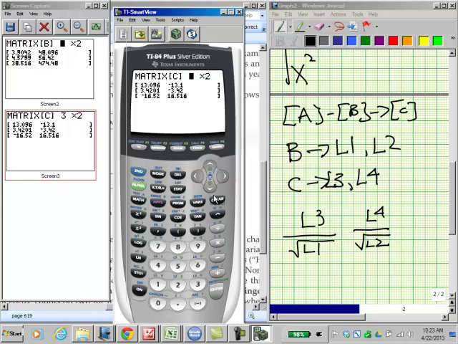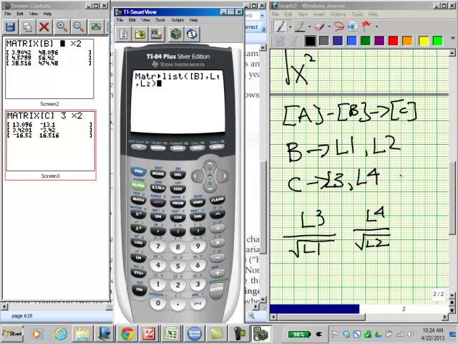So let me clear the screen. We're going to hit second and then stat, and that puts us in the list menu. We go to ops and arrow down to matrix to list. Matrix to list, hit enter. And I already wrote down here what we're going to do. So I'm going to do second inverse matrix B number 2 comma L1 comma L2 close parenthesis.